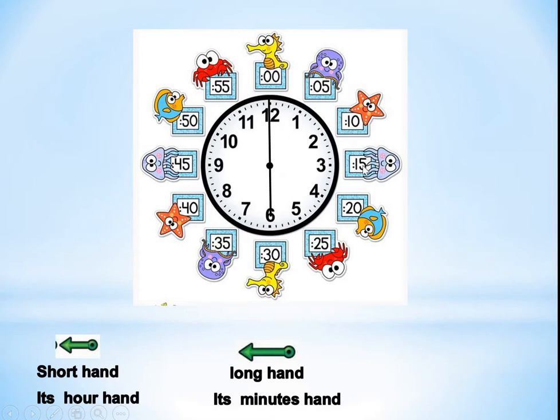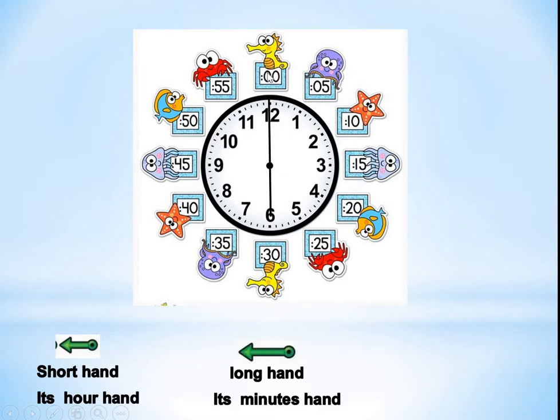5, 10. When it goes to 3, it's 15 minutes. 4, 20 minutes. The long hand goes to 5, 25 minutes. 6, 30 minutes. 7, 35 minutes. 8, 40 minutes. 9, 45 minutes. 10, 50 minutes. 11, 55 minutes. 12, 60 minutes. So Muhammad takes this whole 1 hour to go back to the garage.